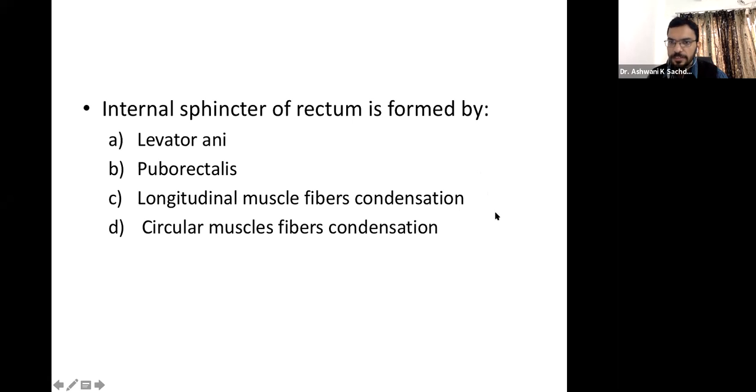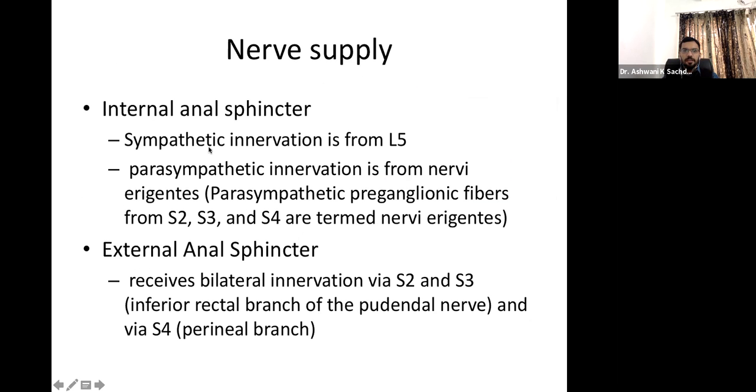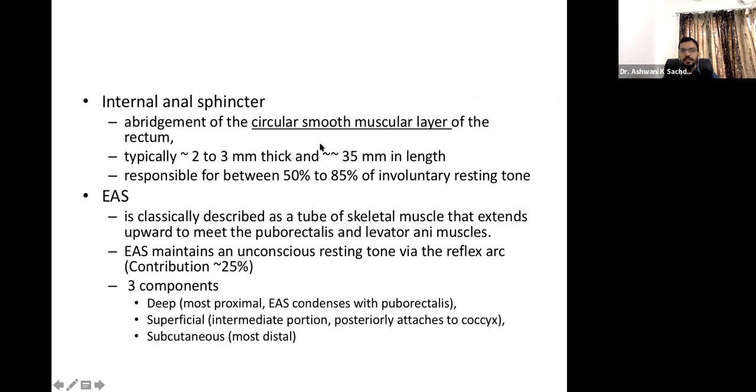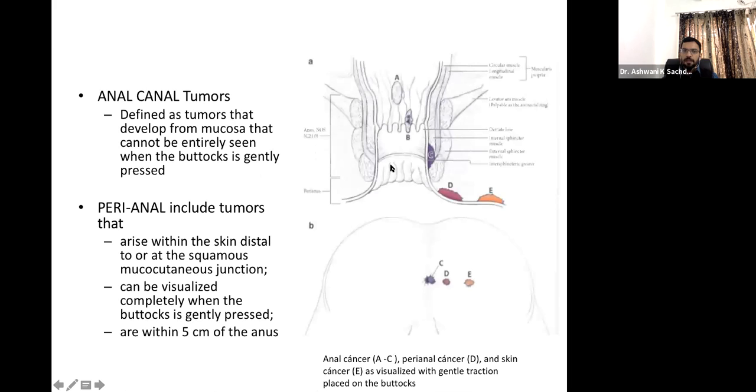So two persons have answered C and one has answered D. Answer is D, circular muscle fiber condensation. As we have told in this slide, the internal sphincter is the bridgement or condensation of circular smooth muscle layer of the rectum. So it is not the longitudinal muscle, it's a circular muscle fiber condensation which forms the internal sphincter.